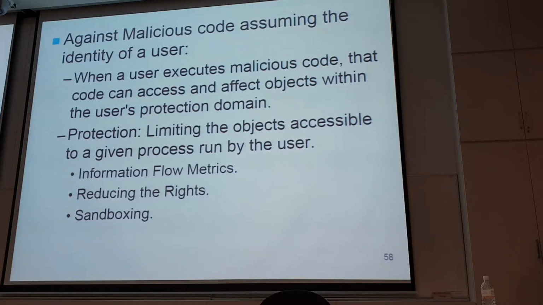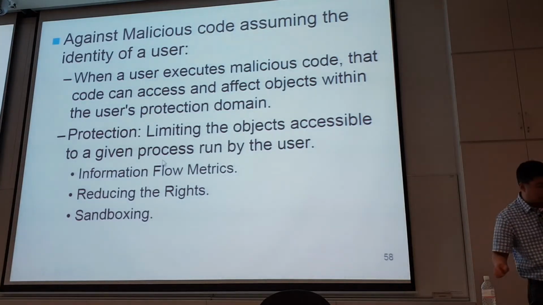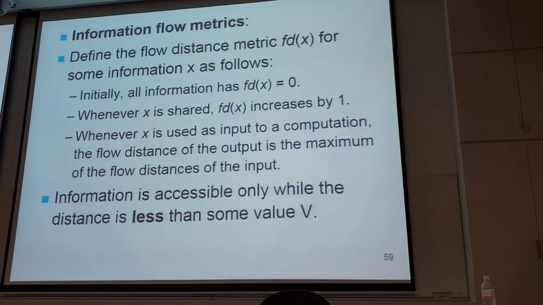Right, so in this case, reducing the rights can be linked to the principle of least privilege. If you assign the least privilege to a user to run the program, then even if there is malicious code, it will only have the least privilege, the same as the user who executes the code. And the information flow matrix is one method, but it is not really widely used because, although theoretically it can work, it will affect availability. So the user friendliness of the system will be affected.